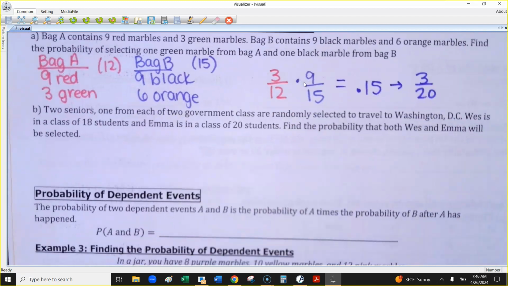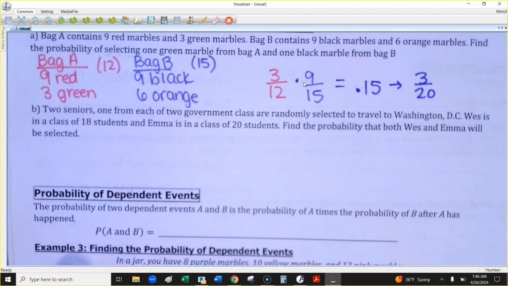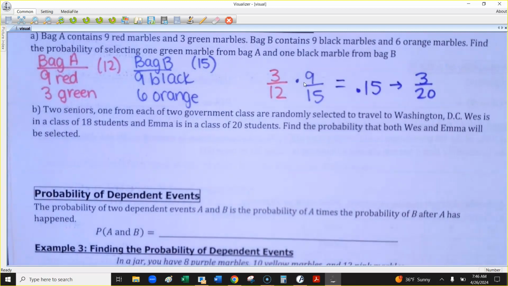2 seniors, one from each of 2 government classes, are going to be randomly selected to travel to Washington, D.C. And it says Wes is in a class that has 18 people and Emma's in a different class that has 20. What is the probability I would pick both of these people? So I have 2 totally separate classes. We're going to pick one person from each of the classes.